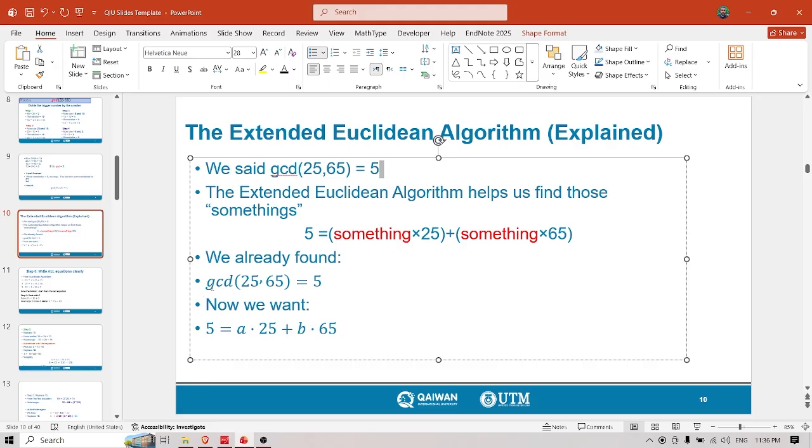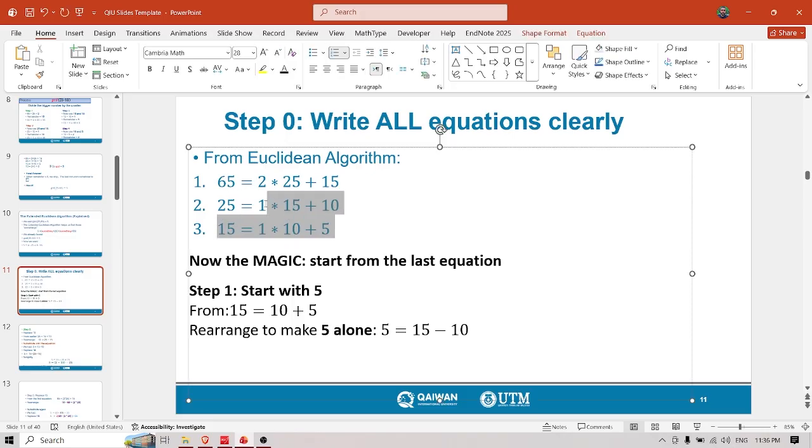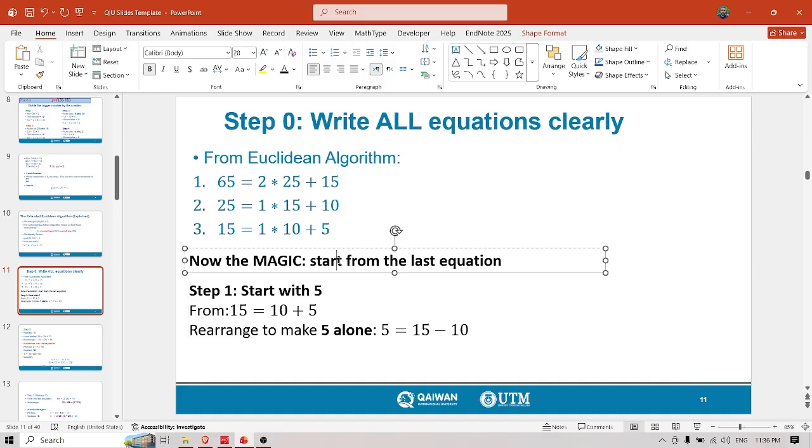So we already found the GCD of 25 and 65 is equal to 5. Now we want to make sure that the first something would be a, and the other something on the other side of the plus would be b. We will just give it these two variables. Now, from the Euclidean algorithm, we had these. Now the magic starts from the last equation.